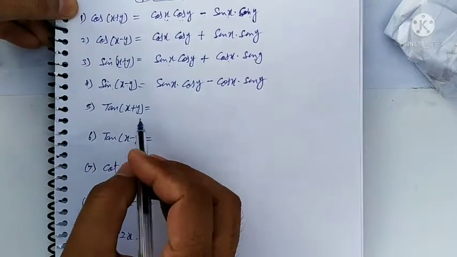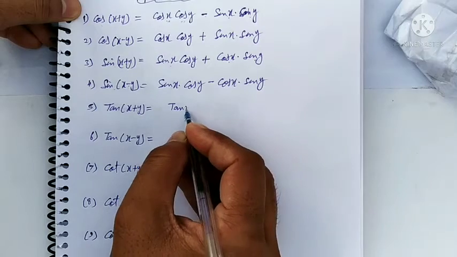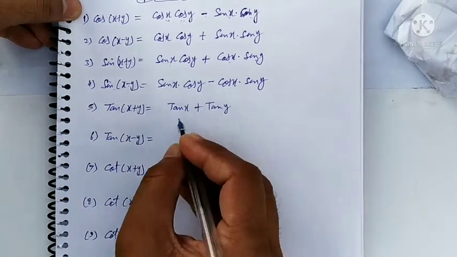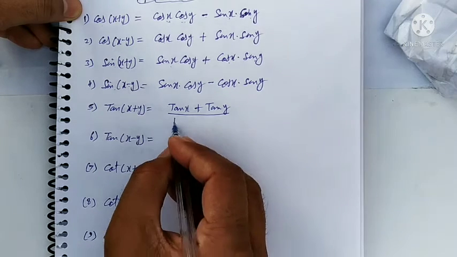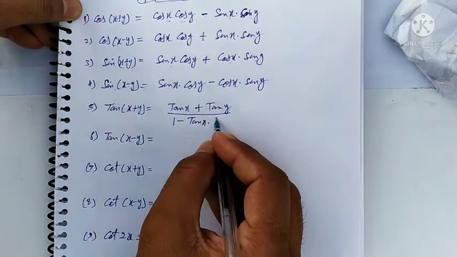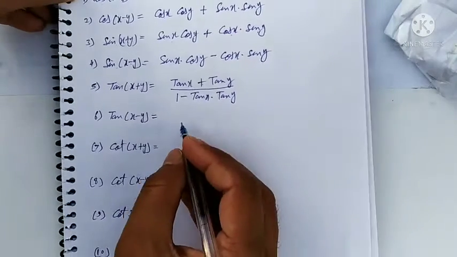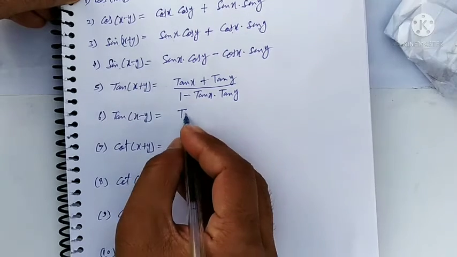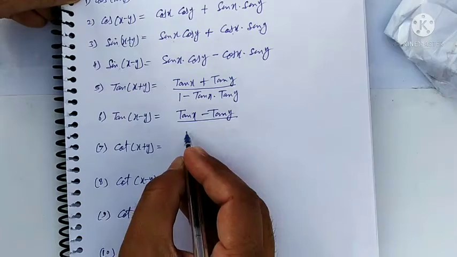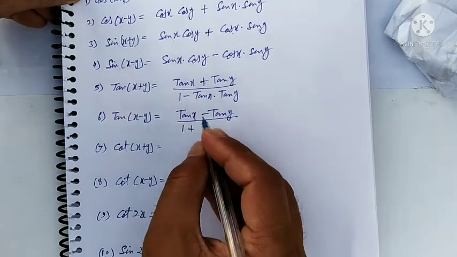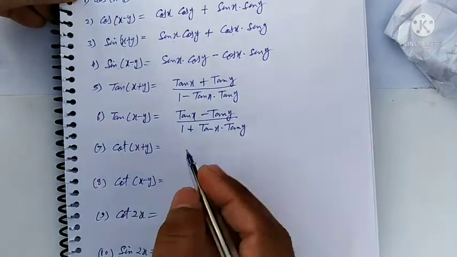Then tan(x plus y). In the case of tan(x plus y), what will you do? Actually, the numerator is tan x plus tan y only, as written in the bracket, and for the denominator you should remember, if the numerator is positive, then the denominator will be negative. Then 1 minus tan x into tan y. This is for tan(x plus y). For tan(x minus y), what do you learn? Same, tan x minus tan y. And I told you, if the numerator is negative, then the denominator will be positive. Then 1 plus, change the sign here, tan x into tan y. This is the formula for tan.